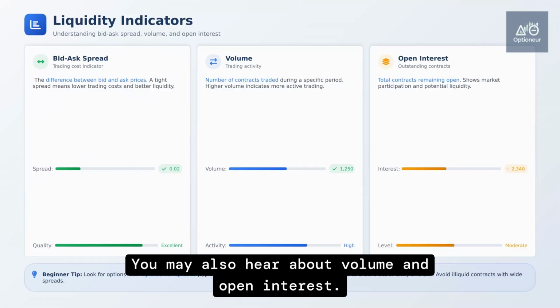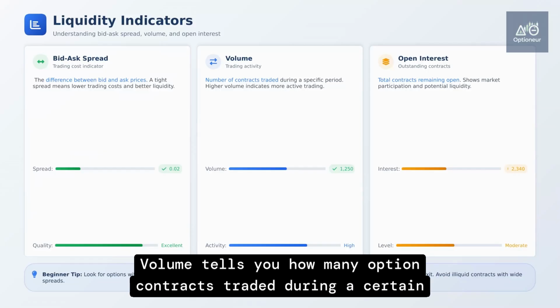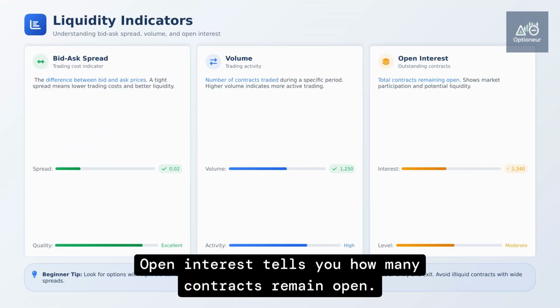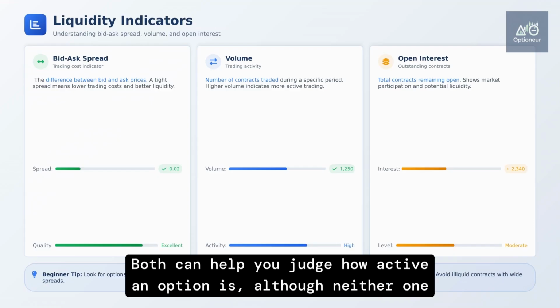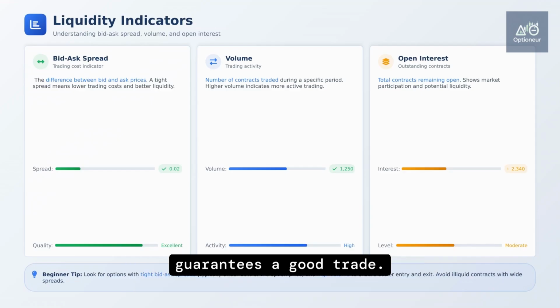You may also hear about volume and open interest. Volume tells you how many option contracts traded during a certain period, such as a day. Open interest tells you how many contracts remain open. Both can help you judge how active an option is, although neither one guarantees a good trade.